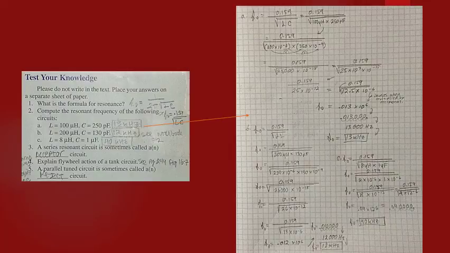Again, I will show you the nomograph at the end of this chapter. And these are the test your knowledge questions. These are the chapter end questions. Number 1, what is the formula for resonance?